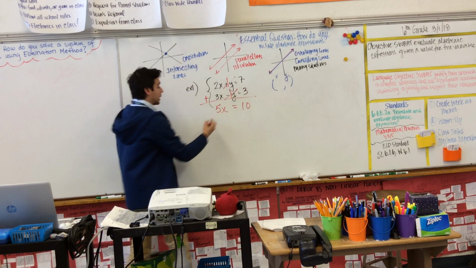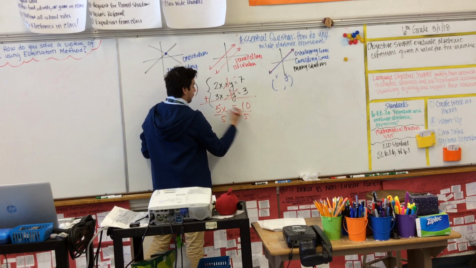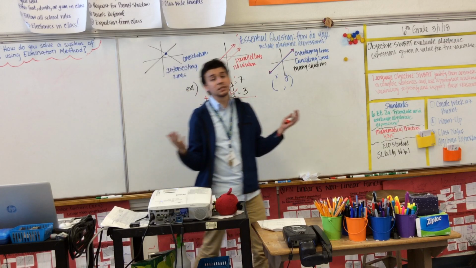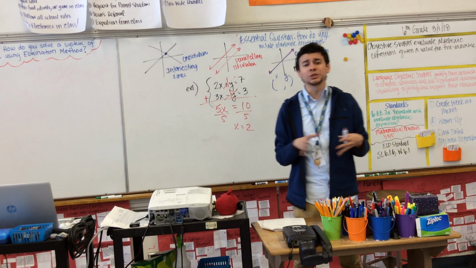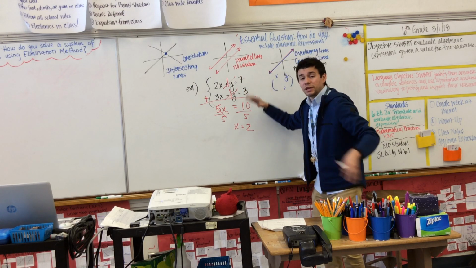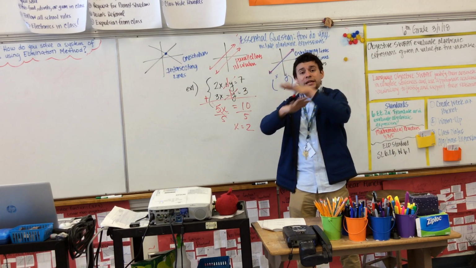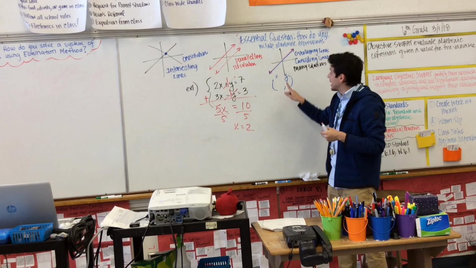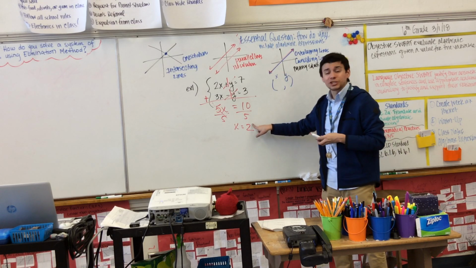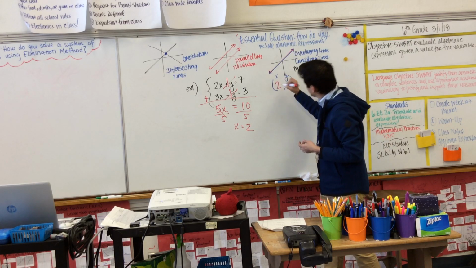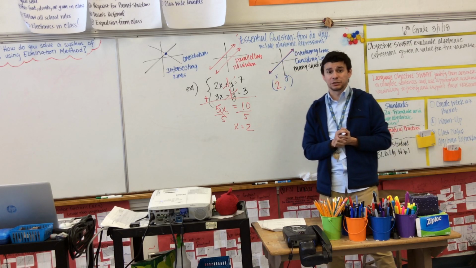So keep on going. Divide by 5, divide by 5. X equals 2. And a lot of students today in class are like, oh, that's my answer. X equals 2. No, it's not. This is a system. There are 2 lines you're going to graph, and they intersect at a point. A point has an x value and a y value. You just found half of the answer. X is 2. Boom. You found half of the answer.